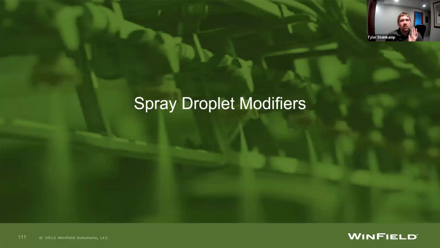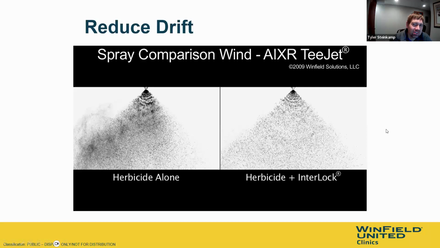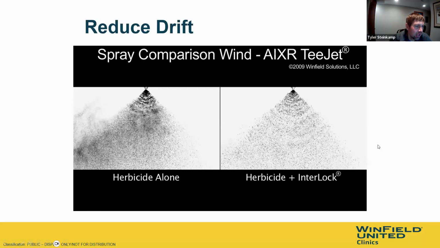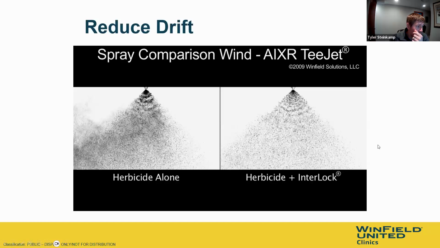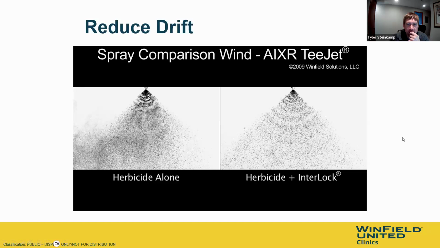All right. Where I want to spend the rest of our time is on spray droplet modifiers. Spray droplet modifiers are by far the way that I would recommend going with drift and deposition aids, okay? Because it just gives us more consistent droplet sizes coming out of the nozzle here. So here's our herbicide alone. Here's our herbicide plus interlock.